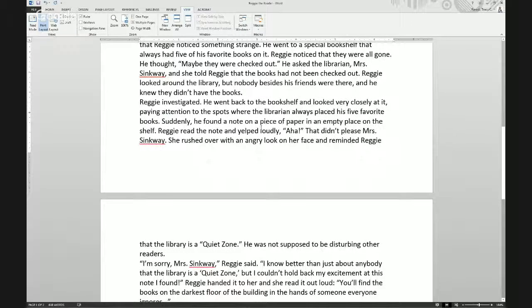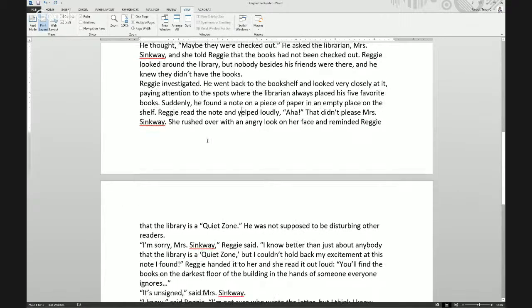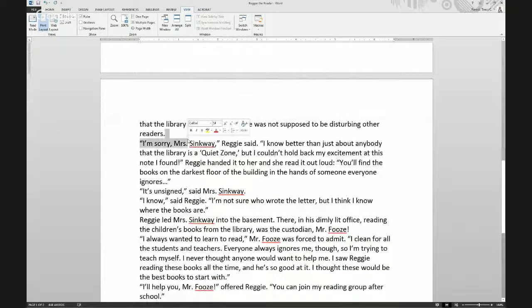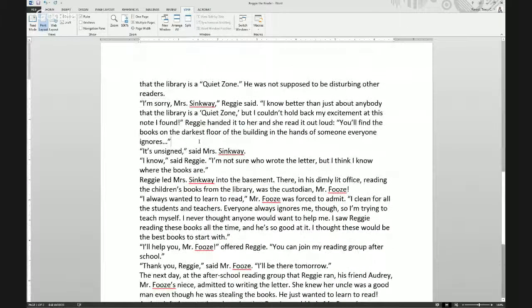Suddenly, he found a note on a piece of paper in an empty place on the shelf. Reggie read the note and yelped loudly, "Aha!" That didn't please Mrs. Sinkway. She rushed over with an angry look on her face and reminded Reggie that the library is a quiet zone. He was not supposed to be disturbing other readers. "I'm sorry, Mrs. Sinkway," Reggie said. "I know better than just about anybody that the library is a quiet zone, but I couldn't hold back my excitement at the note I found."